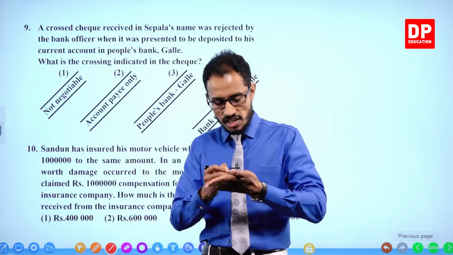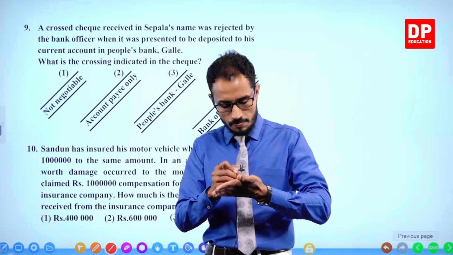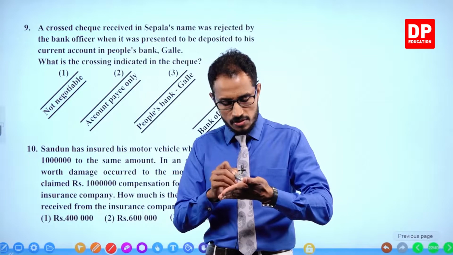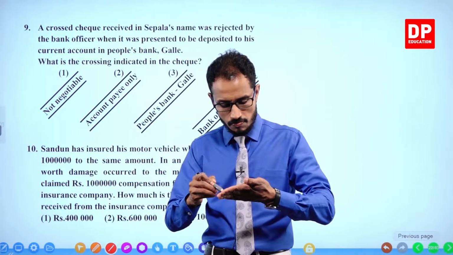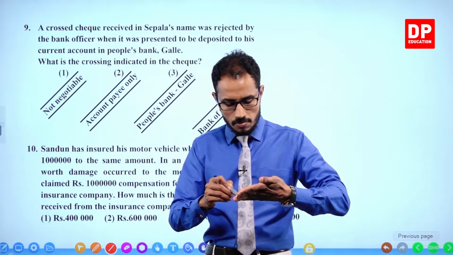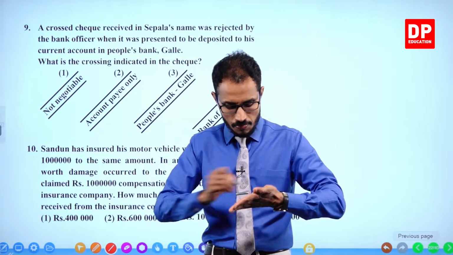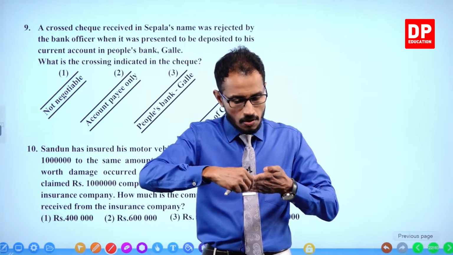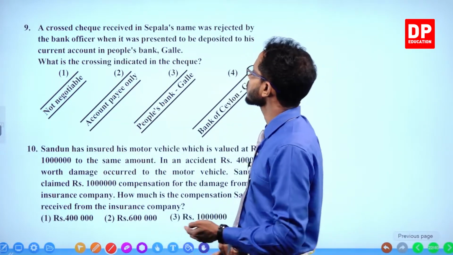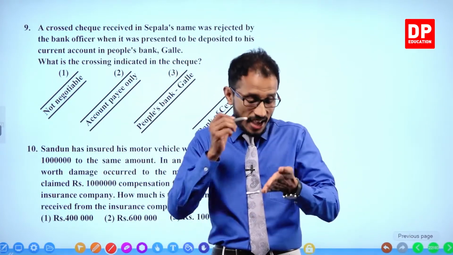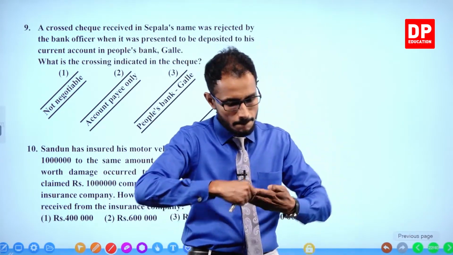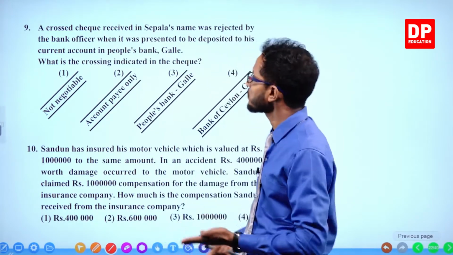Let's say I wrote a check to Sepala. Pay Sepala rupees 50,000. In numbers, I put 50,000 and I put my signature, put the date, and I give the check to Sepala. Before I give the check, I cross it. Then I give the check to Sepala.